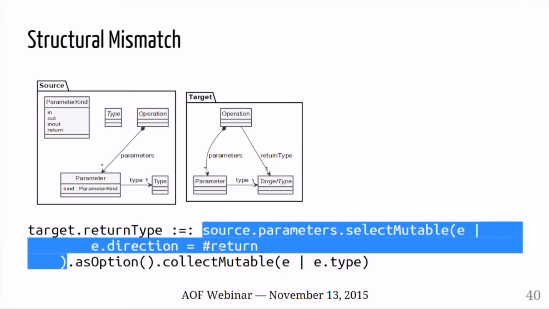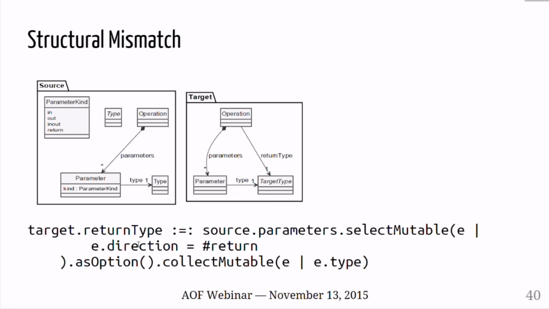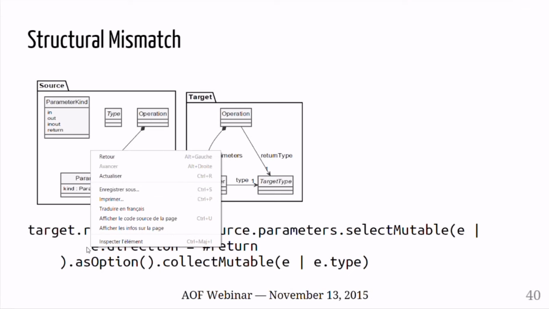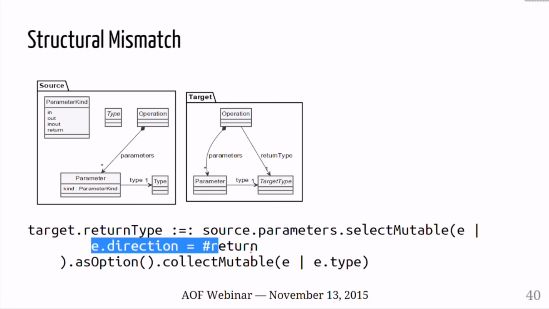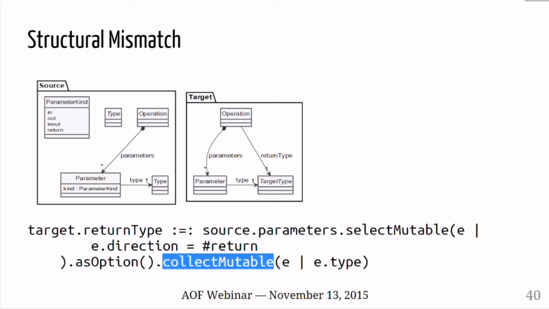And of course here I used pseudocode, but you would need to use some kind of mutable predicate, property equals direction return, similar to what we have done earlier. Then you convert it into an option to convert it into basically a singleton, and you want to get the type. And here there is one thing that I have not mentioned earlier, which is this collect mutable, which is basically the equivalent of select mutable, but select mutable does the work for select, and collect mutable does it for collect. If you collect mutable values, of course, you have the same problem.